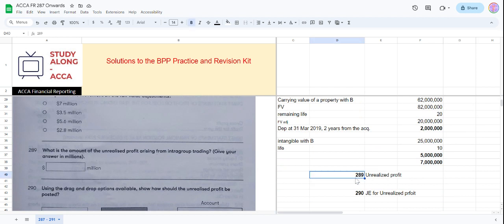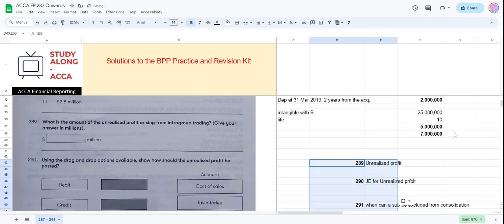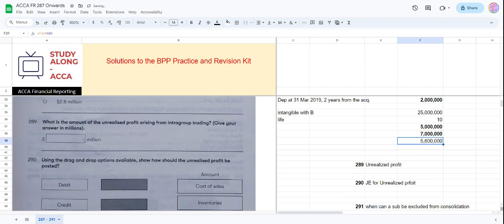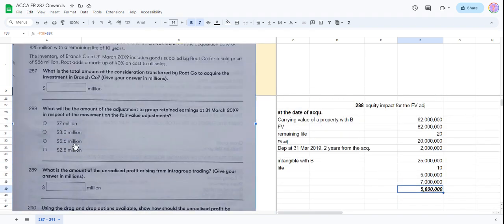80% of 7 million, we will take that amount, 5.6 million. The retained earnings will go down by 5.6 million because of the share of depreciation and amortization for the 2 years. So the answer will be the third one. For 288, the third option will be the answer, 5.6 million.